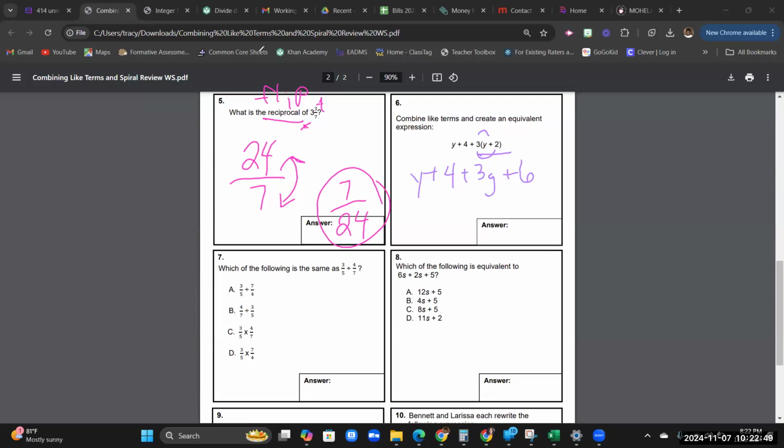So now we can combine like terms. So that'll be y and 3y. If it doesn't have a number in the front, put a 1. So there's 1y plus 3y to give us 4y. And then we have +4 plus 6, which will give us +10.